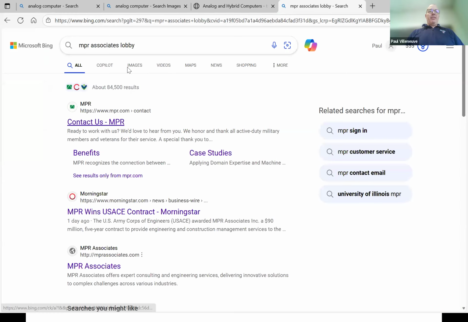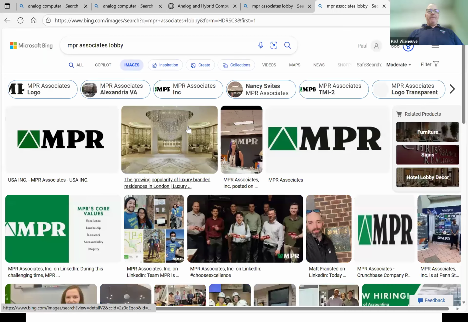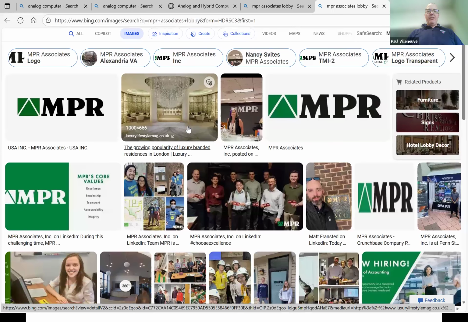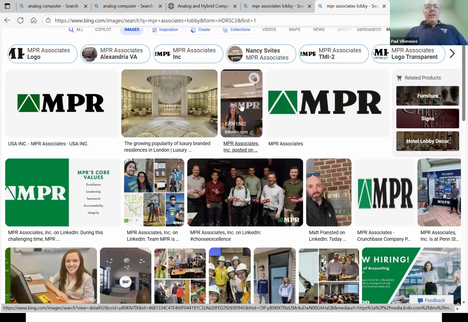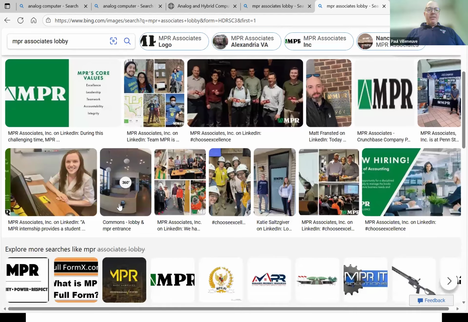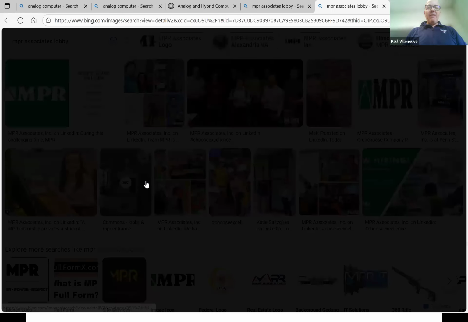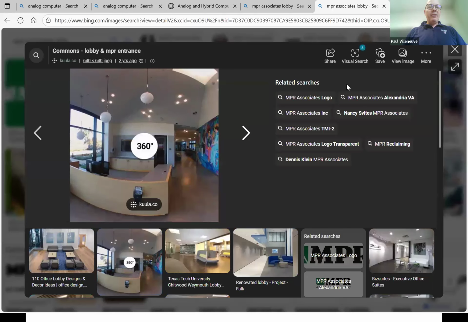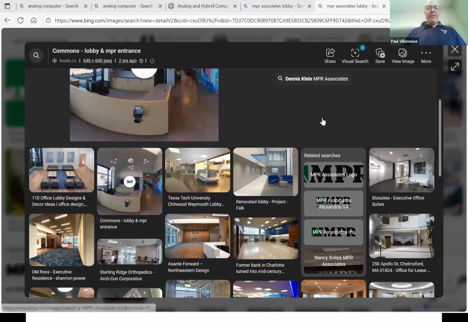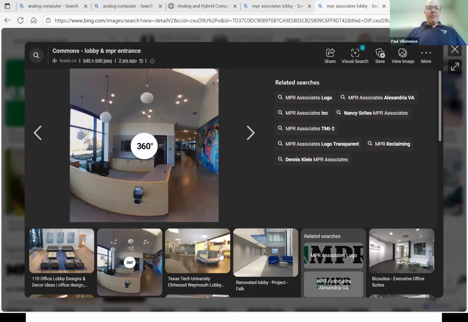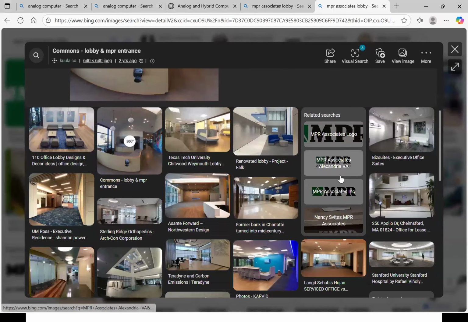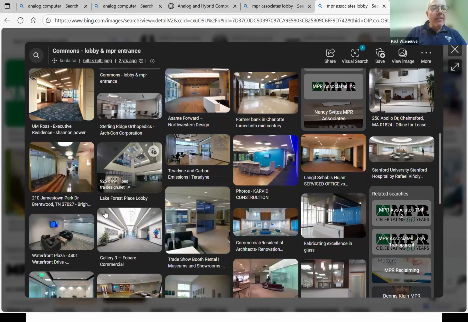Let me see if there's any images. Probably not. It's not like that, that's for sure. I might not be able to see it. If this is the lobby, it definitely does not look like that when I was there. I don't think that that's it either. This is an engineering company, so they don't have a ton of, whoops, I stopped sharing. Sorry about that. Yeah, I don't see it.